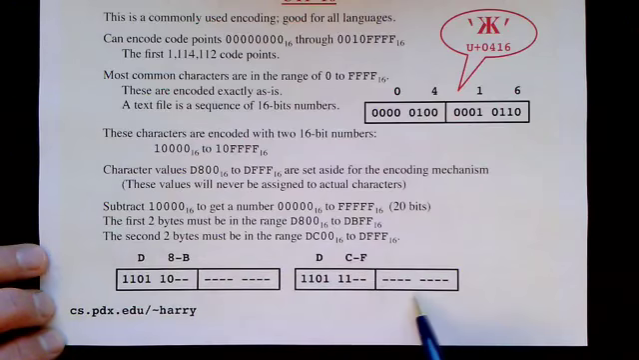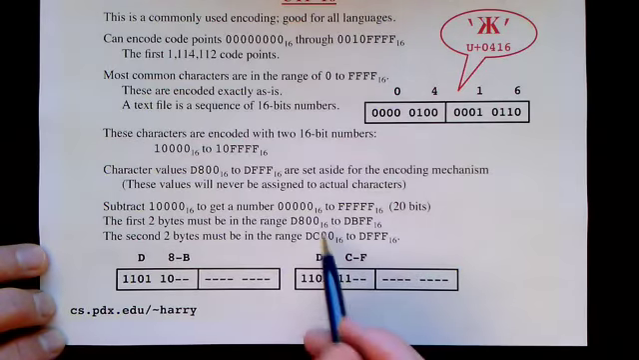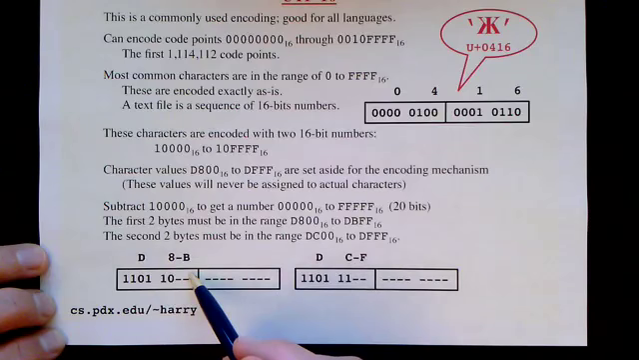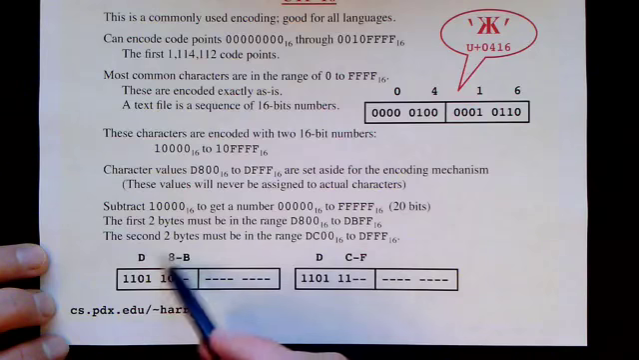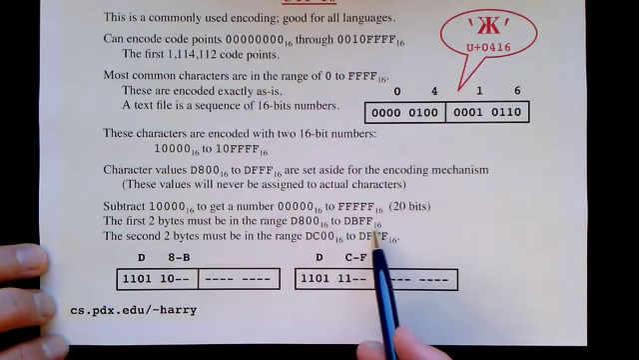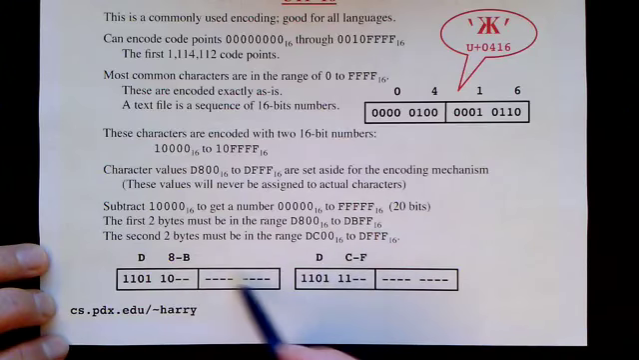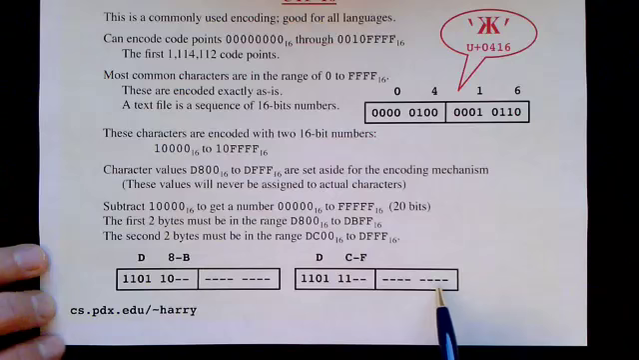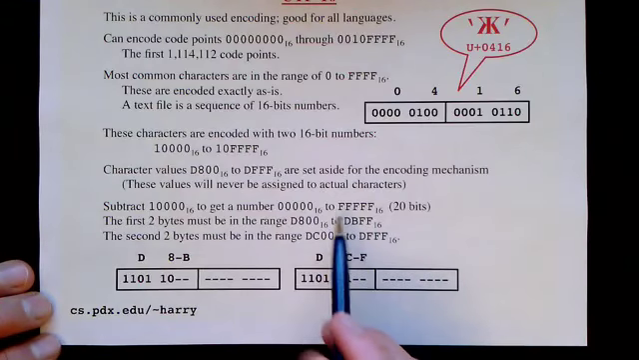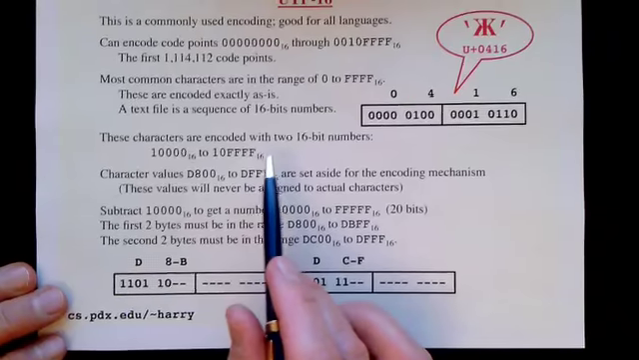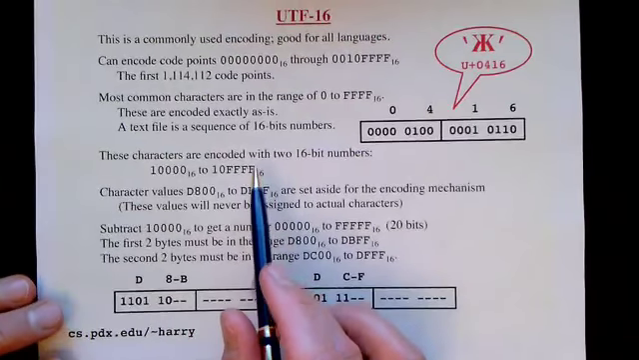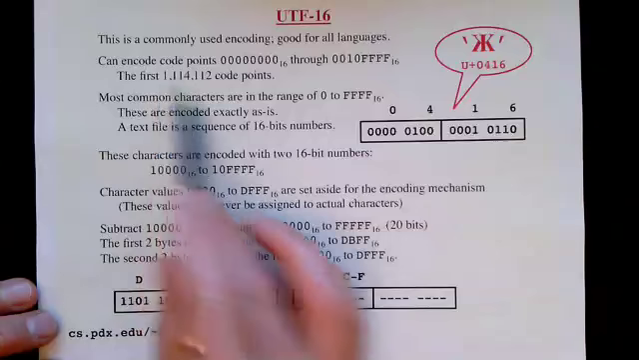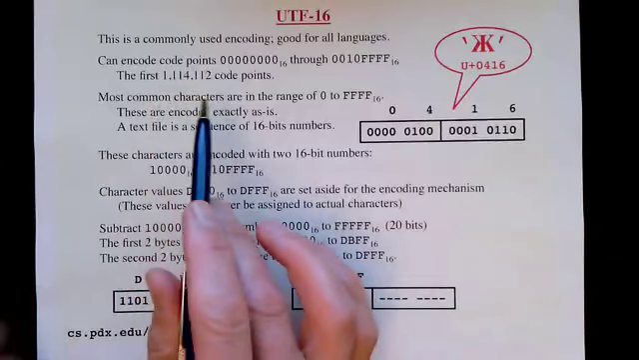10 here and 10 here. So the first 2 bytes are in this range from D800 to DBFF, depending on the exact values of the 10 bits. And the second 2 bytes are in the range of DC00 through DFFF. So that's how we encode a character in this range. So this allows us to encode any of the code points up to 1 million, a little bit over 1 million.